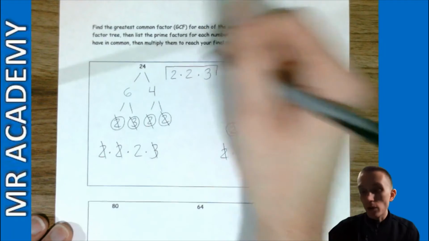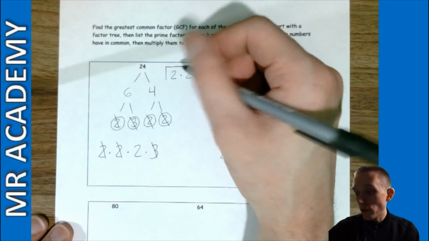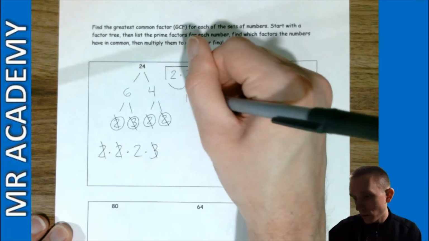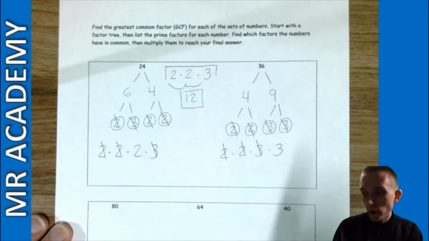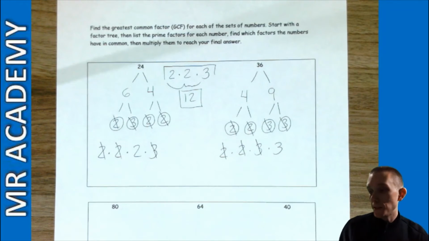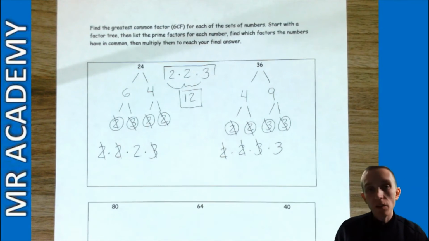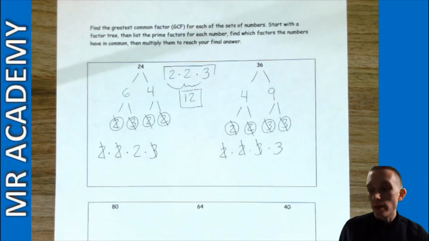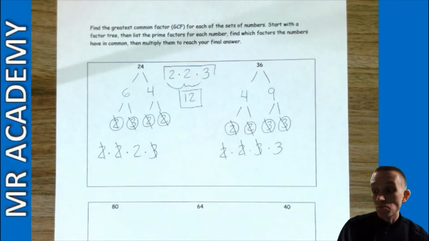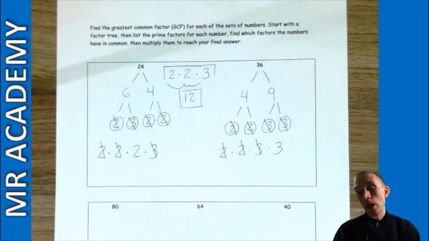Okay? So 2 times 2 is 4, times 3 is 12. And 12 is my greatest common factor for that one. Okay? So the biggest factor that fits into both 24 and 36 is 12. I knew the number was not going to be any higher than 24. In fact, it wasn't. Okay, so our rule still fits.